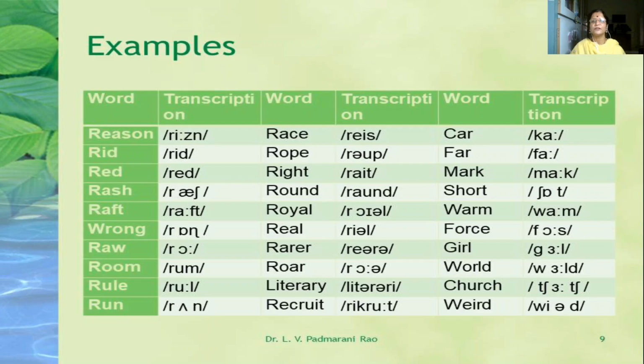The examples for the practice of r sound are reason, rid, red, rash, raft, wrong, raw, room, rule, run, race, rope, right, round, royal, real, rarer. That's right.